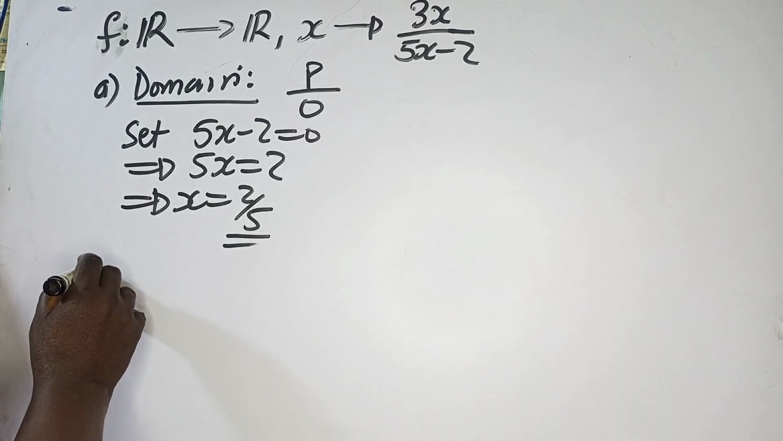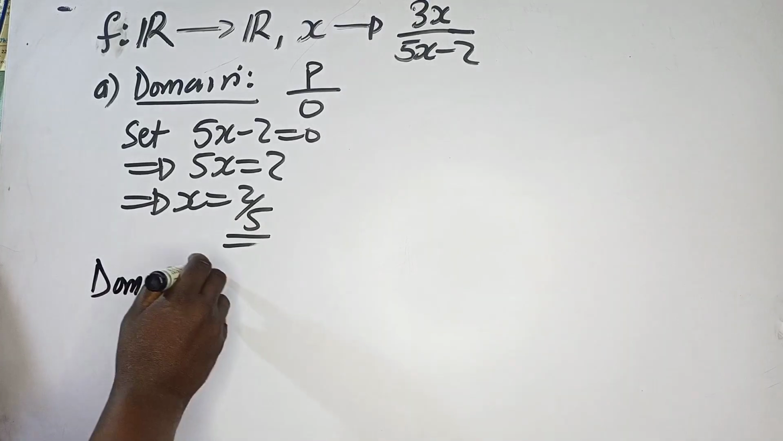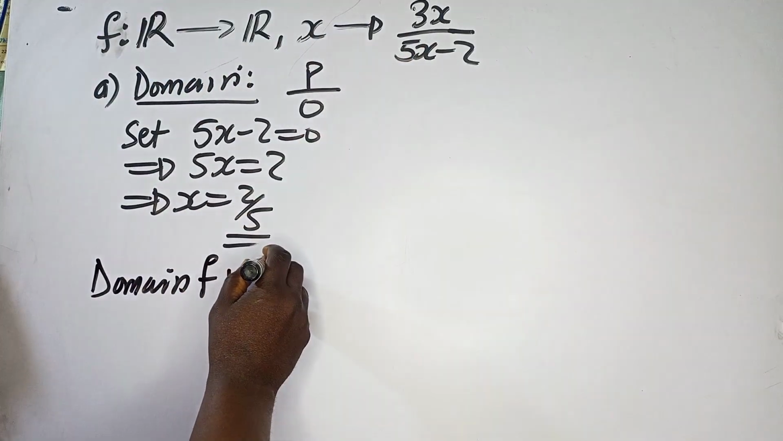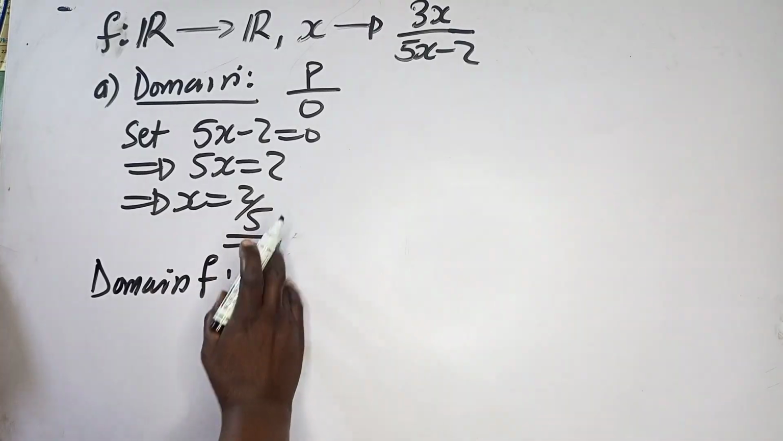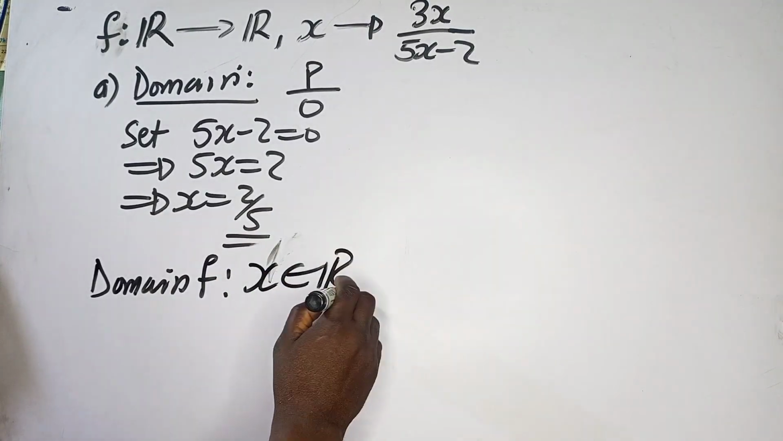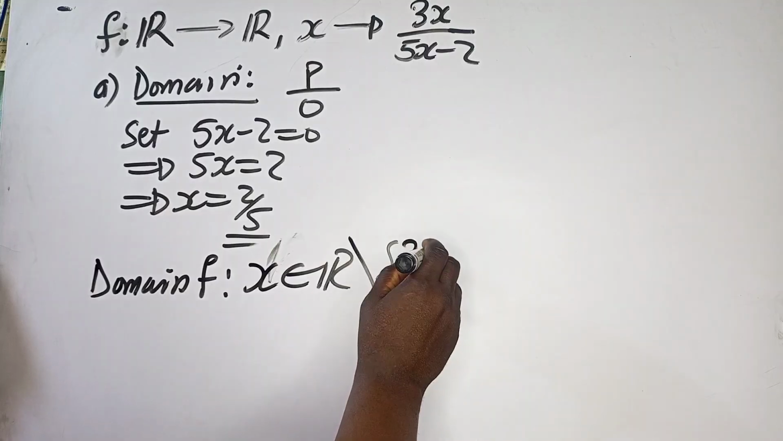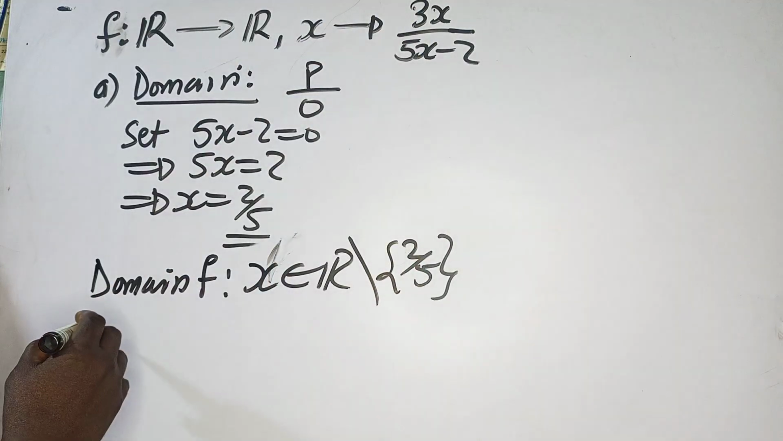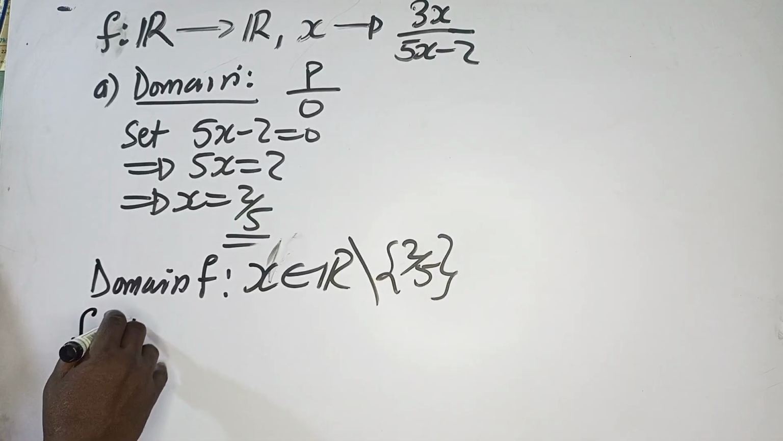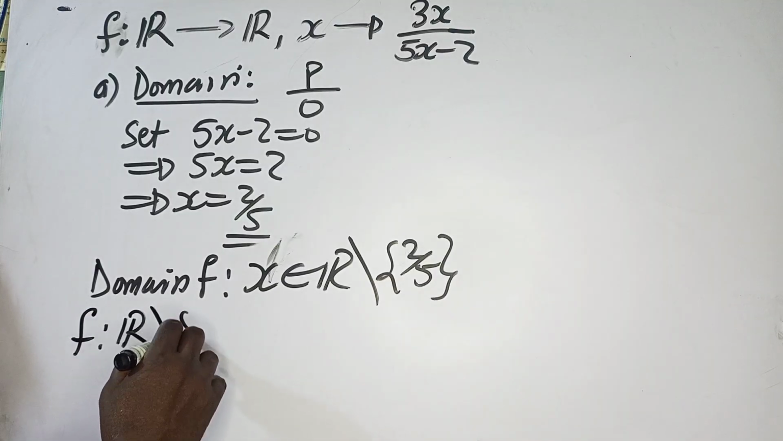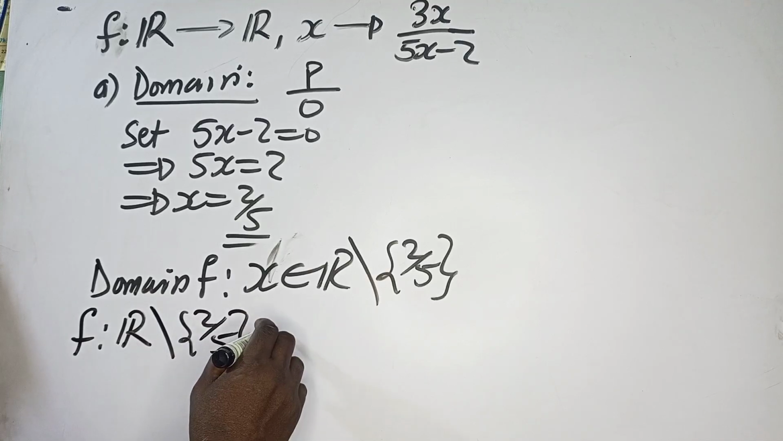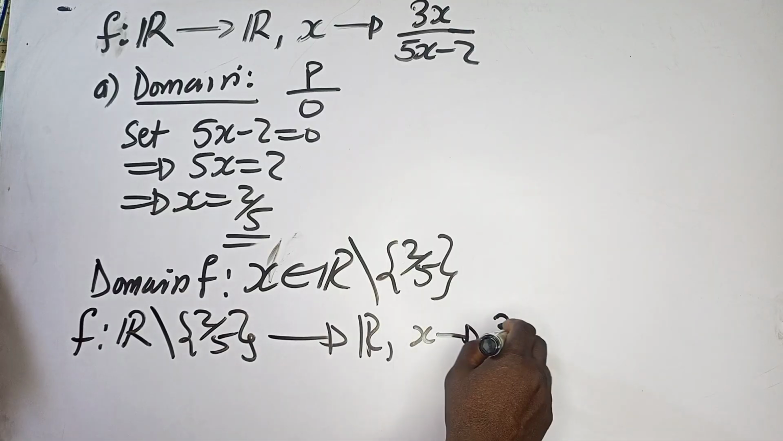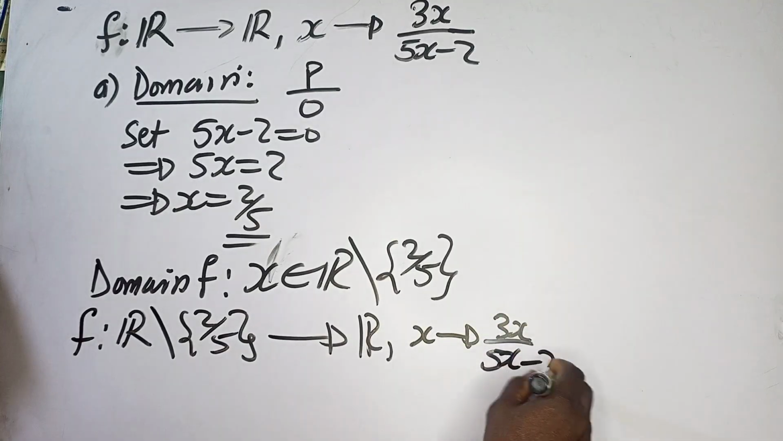So the domain of f will no longer be R. It will be all real numbers except the singleton 2 all over 5. If we're asked to redefine this function, then we'll redefine it as f with domain R except 2 all over 5, to R that takes x and maps to 3x all over 5x minus 2.